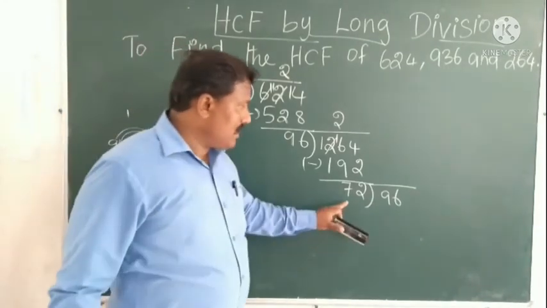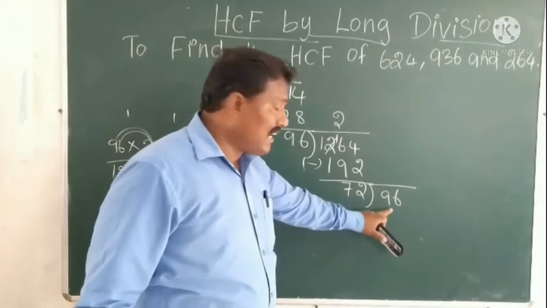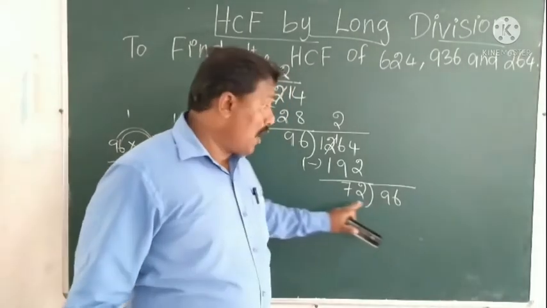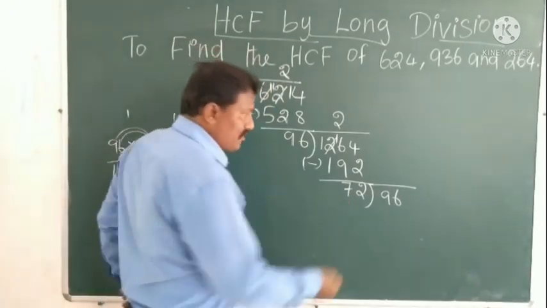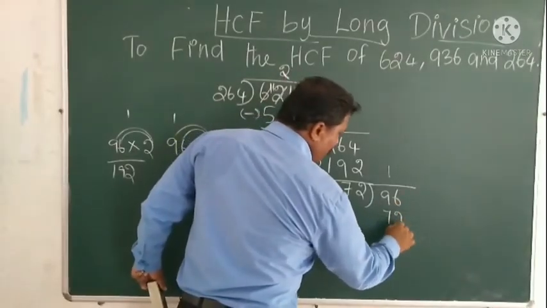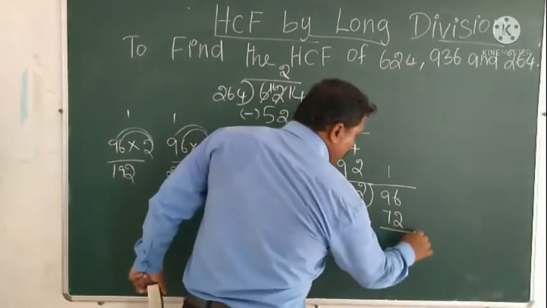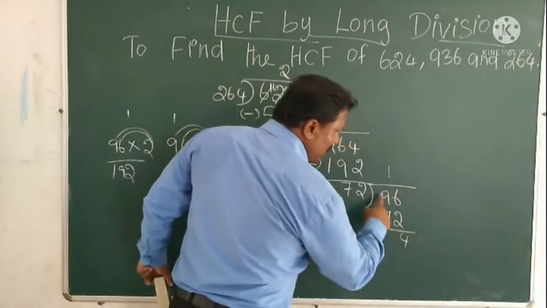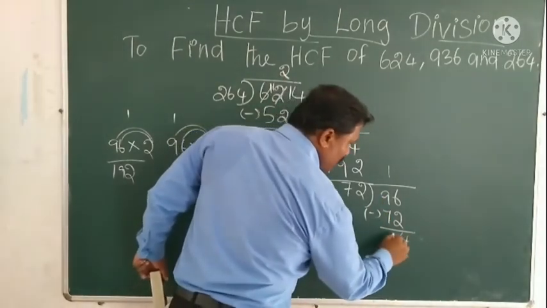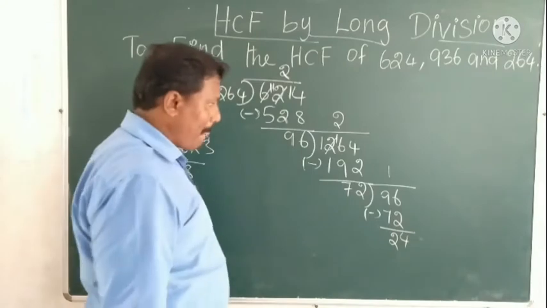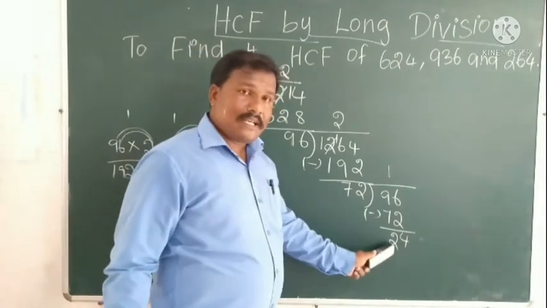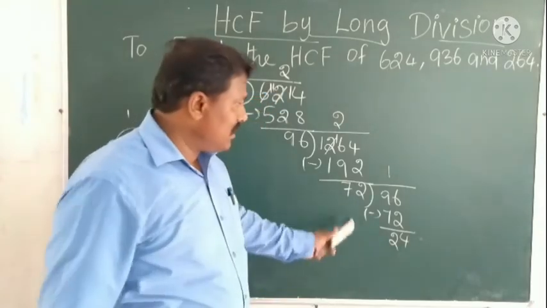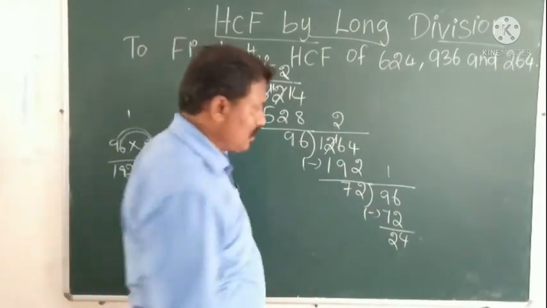Okay. Now how many 72s are there in 96? Only 1, 72. So if you subtract this, 6 minus 2, 4, 9 minus 7, 2. 24. So the remainder becomes a divisor. The old divisor becomes a dividend. Okay.